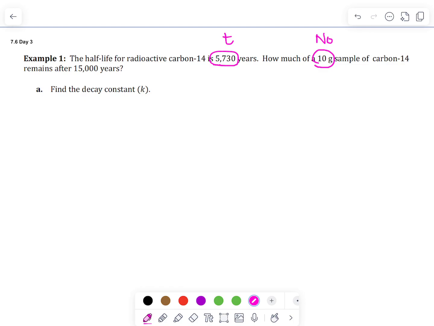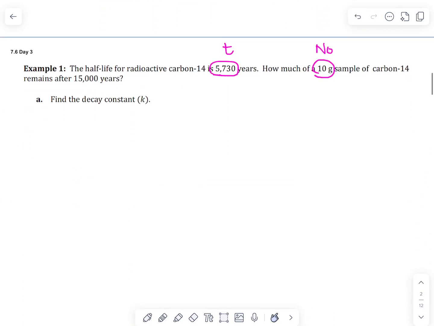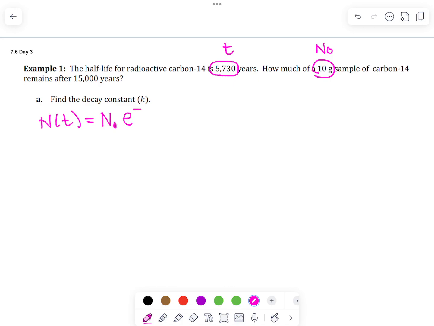And step one is we want to find out the decay constant. As an interest rate problem, that would be like finding the interest rate, the R. Here we want to find the decay constant, the K. So we're going to substitute into our formula. I'm just going to go ahead and write the formula down again. N of t equals N naught times e raised to the negative kt.